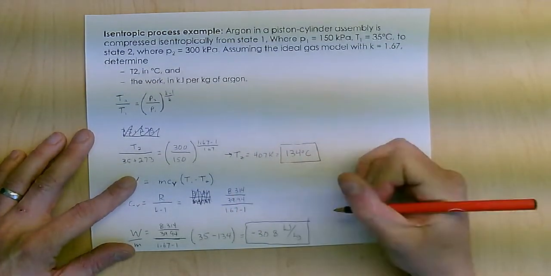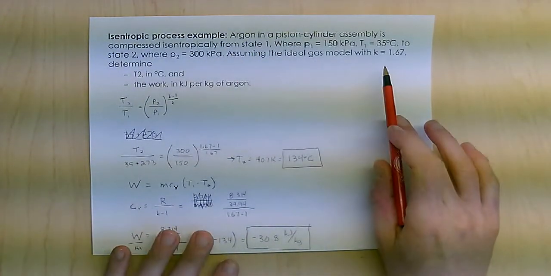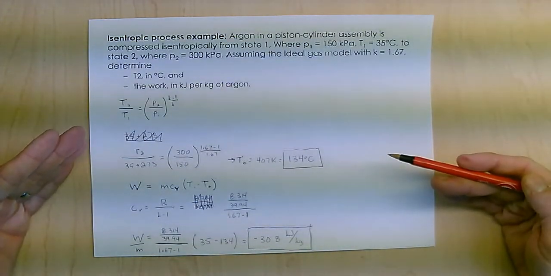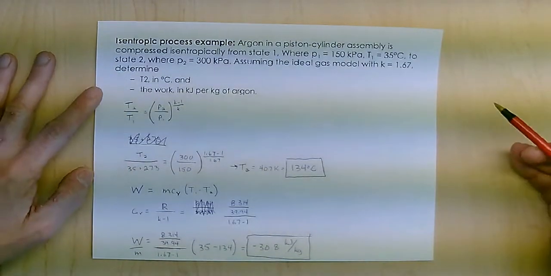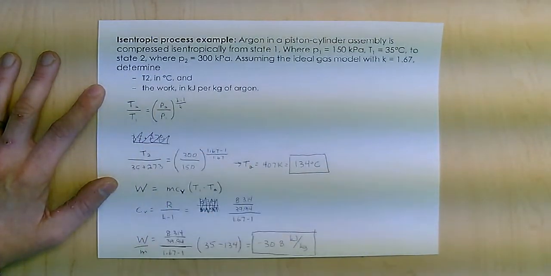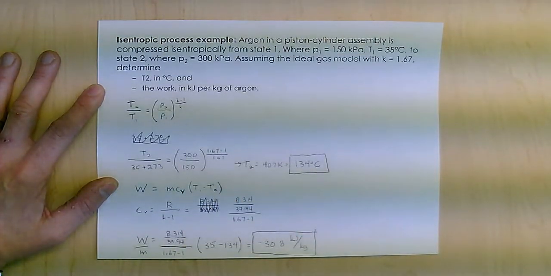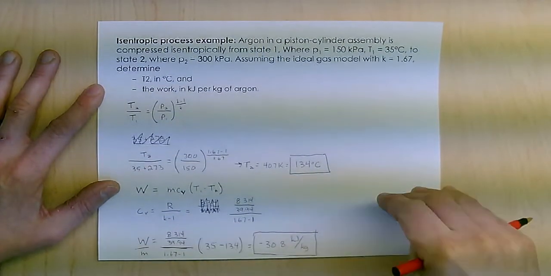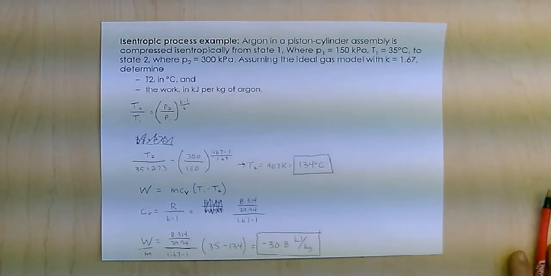So again, I can use this because it's argon, so the specific heat is constant at 1.67. An isentropic process is also an adiabatic process, and it's also a polytropic process where n equals k. Using those polytropic relationships, I can find temperature using this equation, and I can find the work using this equation, because it's a constant specific heat adiabatic, isentropic process. I can use those two. And that's how I find T2 and the work.